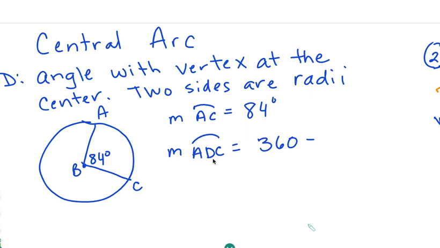The minor arc, the major arc, is going to be 360 minus 84, and that is going to give us 276 degrees.